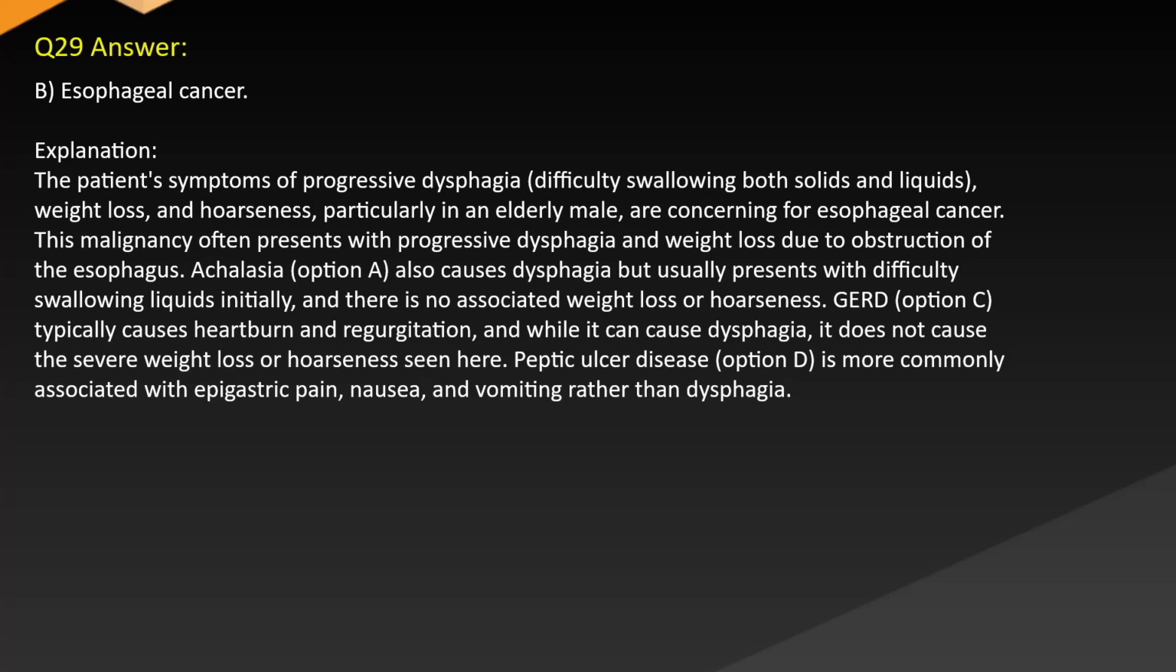Achalasia, option A, also causes dysphagia but usually presents with difficulty swallowing liquids initially and no associated weight loss or hoarseness. Option C typically causes heartburn and regurgitation, and while it can cause dysphagia, it does not cause the severe weight loss or hoarseness seen here. Peptic ulcer disease, option D, is more commonly associated with epigastric pain, nausea, and vomiting rather than dysphagia.